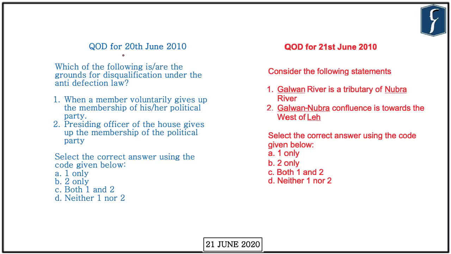Now the question of the day for 20th June 2020 was related to the anti-defection law, and the right answer is A, 1 only. The question of the day for today is: consider the following statements. Statement 1, Galwan River is a tributary of the Nubra River. Statement 2, the Galwan-Nubra confluence is towards the west of Leh. A, 1 only; B, 2 only; C, both 1 and 2; D, neither 1 nor 2.